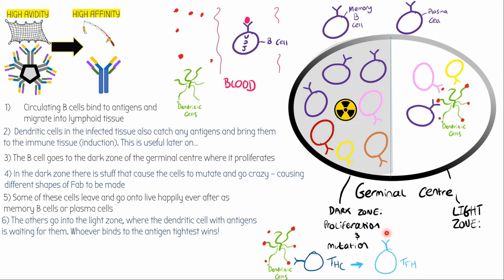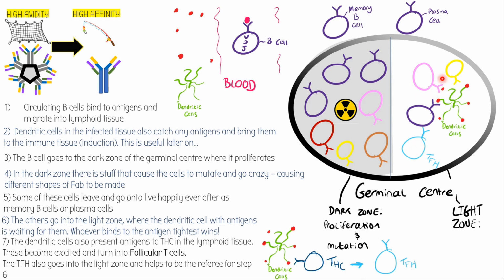By the way, this germinal center is called a follicular center as well, so that's why it's called a follicular helper cell. And this follicular helper cell is able to go into the light zone. It turns from the helper cell into the follicular cell in the lymphoid tissue, and from the lymphoid tissue it goes into the light zone of the germinal center. What it does there is monitor this process of seeing which B cell is the most attracted to the antigen. Essentially, the T follicular helper cell acts like a referee for step 6.